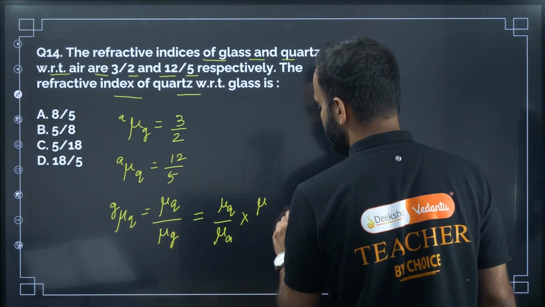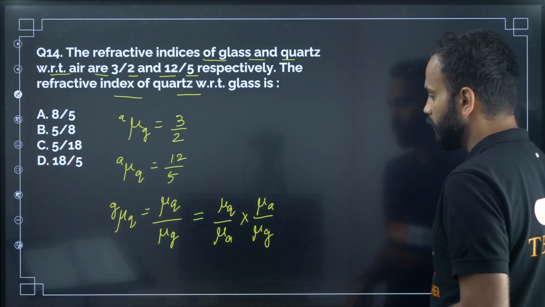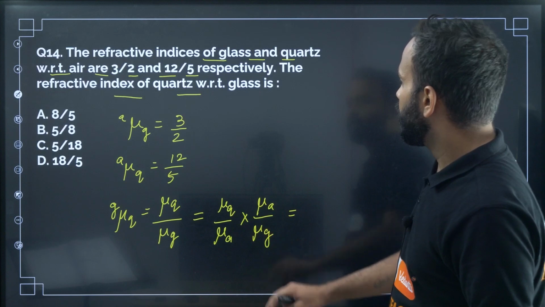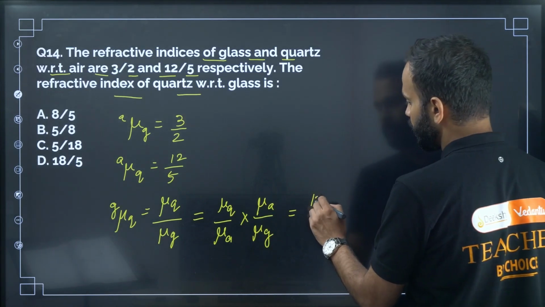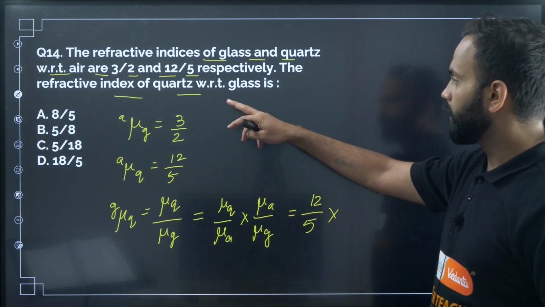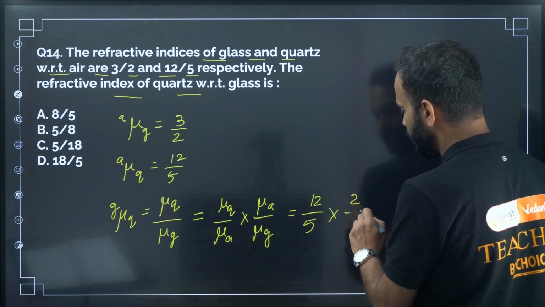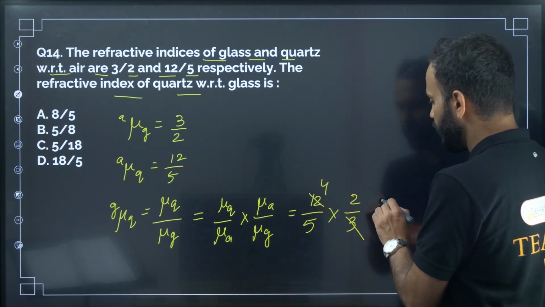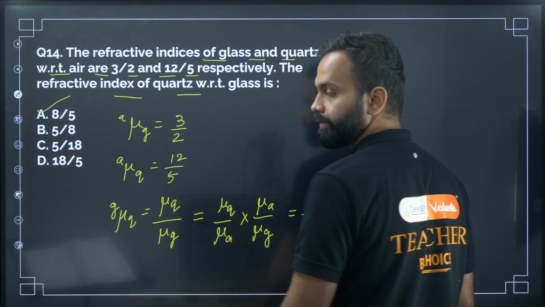So I can write it as refractive index of the air divided by refractive index of the glass. What is the refractive index of the quartz with respect to air? 12 by 5. What is the refractive index of the glass with respect to air? 3 by 2. So mu A by mu G will be 2 by 3. So 3 4s are 12, 4 into 2 is 8, so 8 by 5. So the correct option is A.